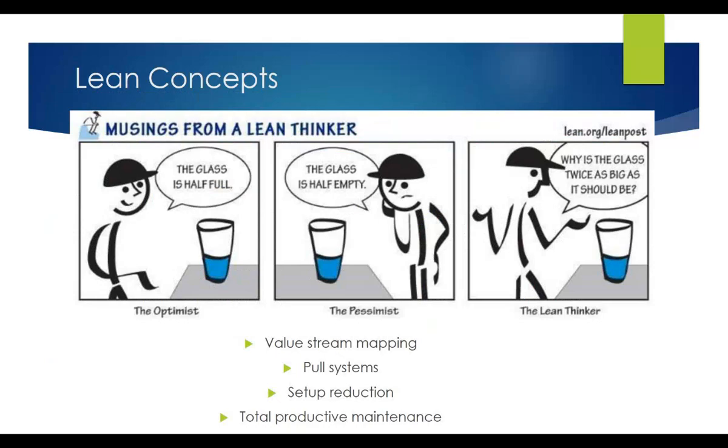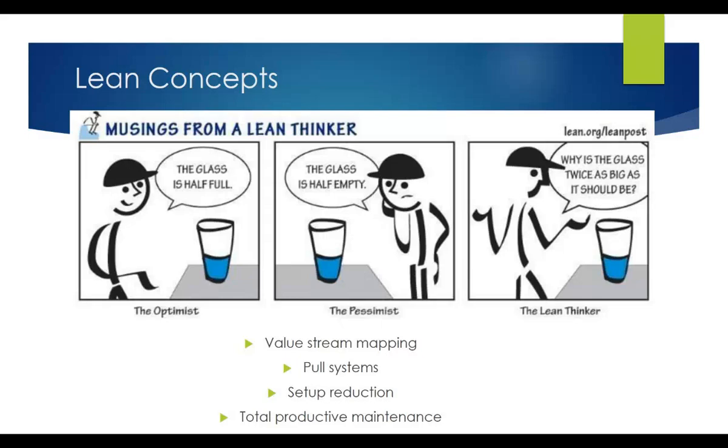So we all know that the optimist sees a glass as half full, while a pessimist sees it as half empty. A lean thinker, on the other hand, wonders why there's so much more capacity than is necessary. So lean has a lot of concepts. Lean concepts like the four shown here promote the elimination of waste. Right-size the glass, if you will. Reductions in lead times, increases in flexibility of your production systems. They require less work in process inventory in order to produce the same products.